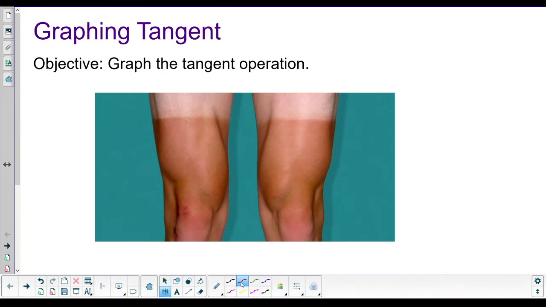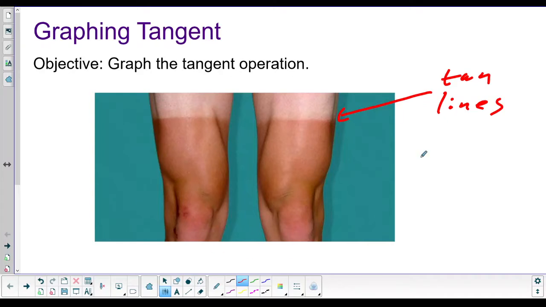Today we are going to talk about graphing tangents. So you might say that we're going to talk about tan lines. Oh, I've been waiting all unit to tell you guys that. Isn't that hilarious? That's so funny.